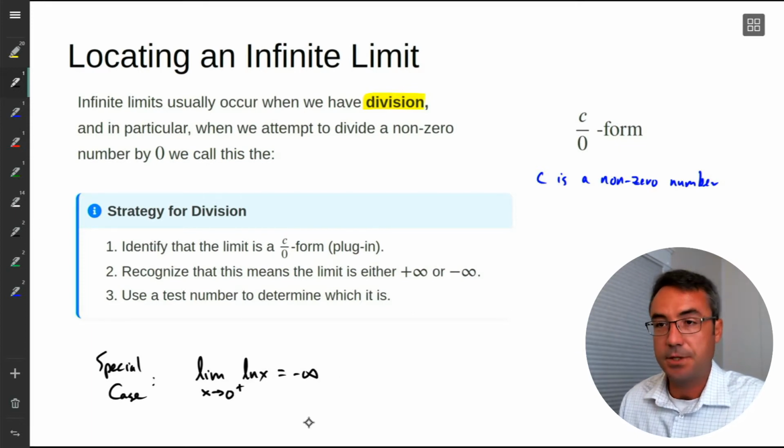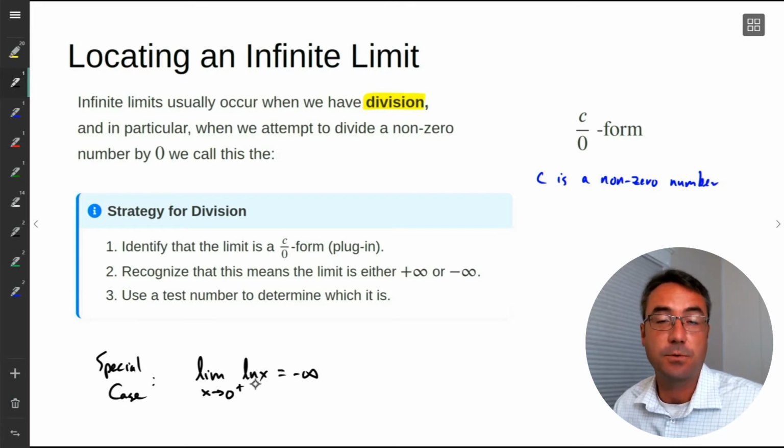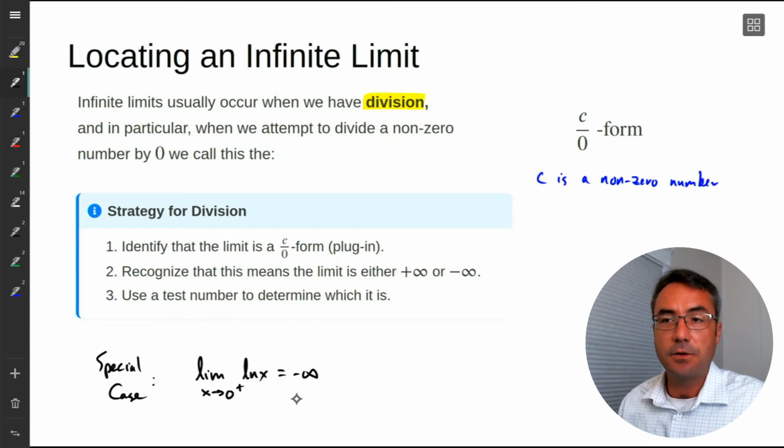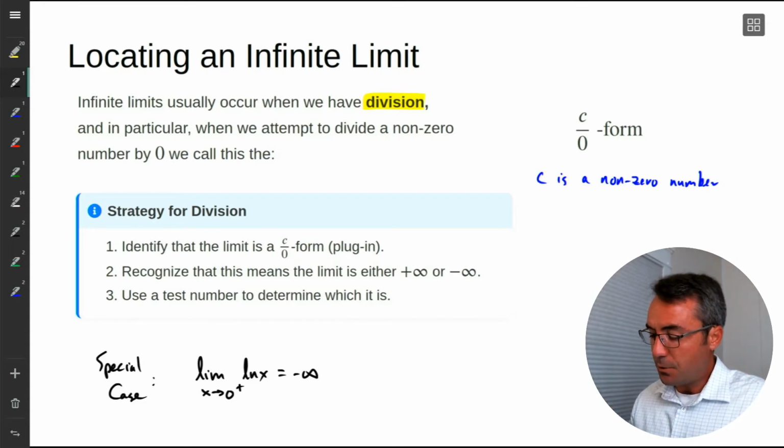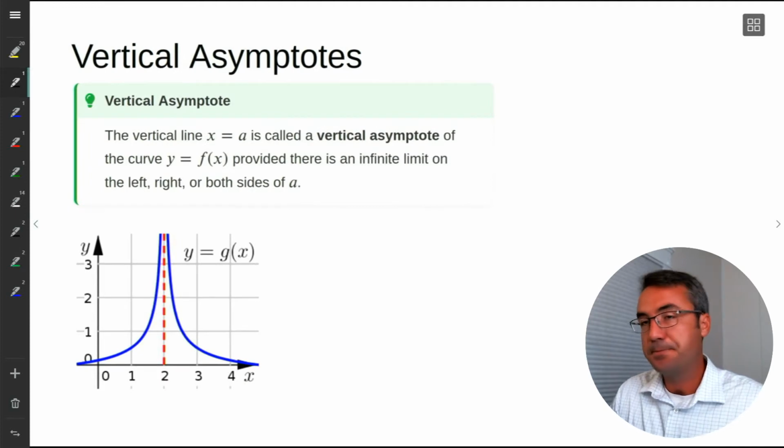And it turns out this result also works for just any of our other standard log functions as well. So not just the natural log. Natural log is the one we use the most, though. So our log functions have an infinite limit, even though there's no explicit division going on here. So this is just a special case that we need to keep in mind.